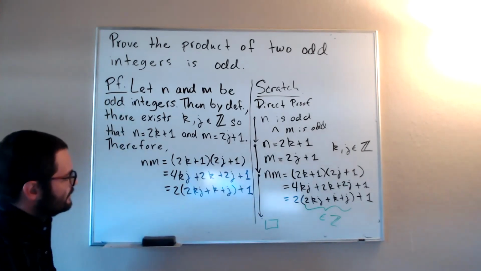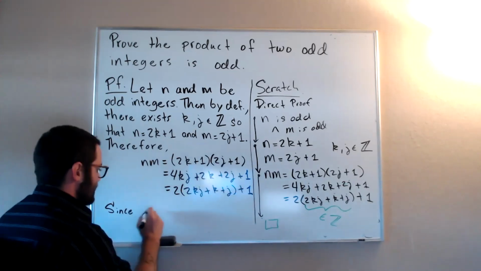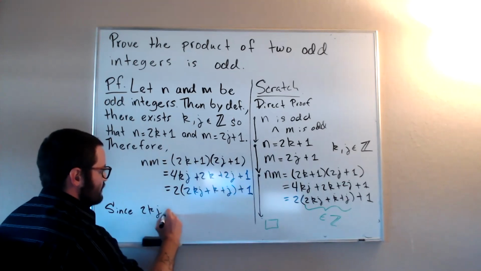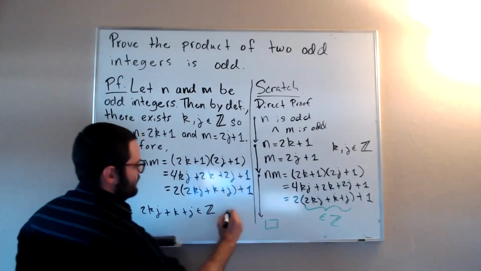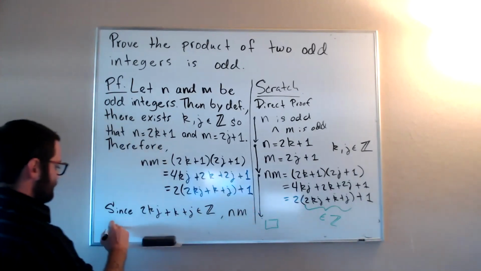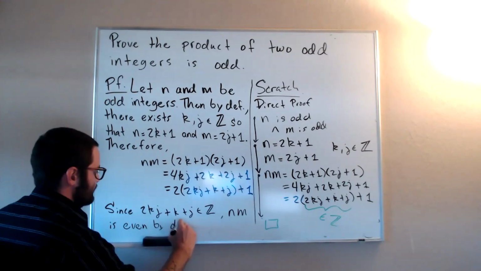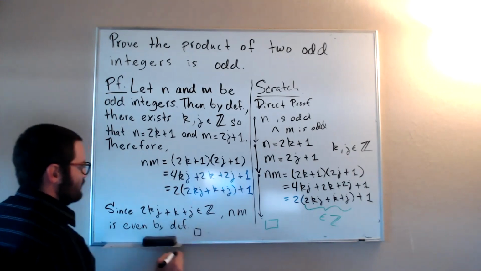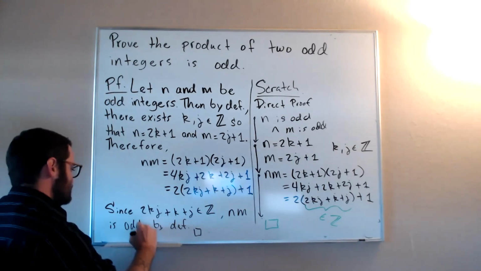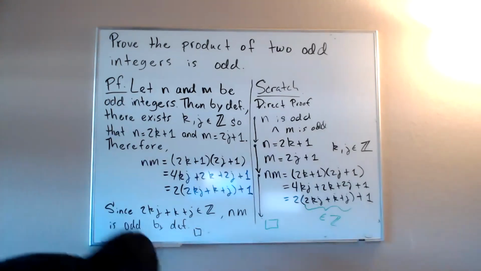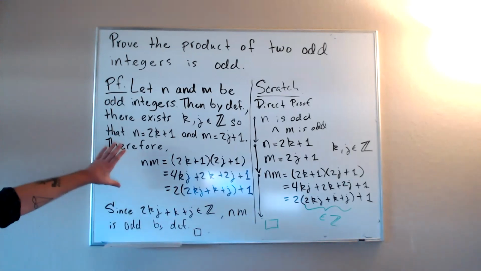Okay. And then we finish it off by saying since 2kj plus k plus j is an integer, n times m is even by definition. Don't you want to say odd? Oh, odd. Thank you. Okay, so that establishes the claim. It's true. We've shown it to be true, and this is what the formal proof looks like.